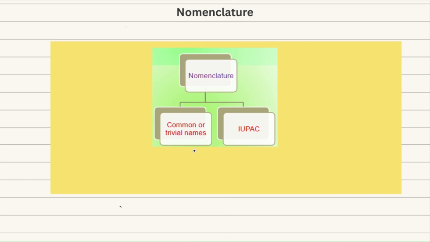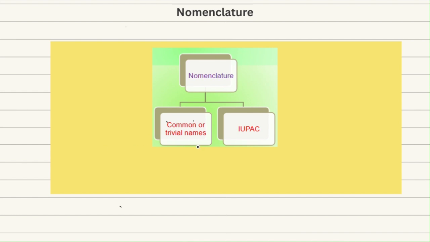In the last lecture, I taught you what functional groups and homologous series are. Now it's time to learn the nomenclature of organic molecules. The organic molecules can be named by their common names, also known as trivial names, or by the IUPAC names. First, let's see what common names are.